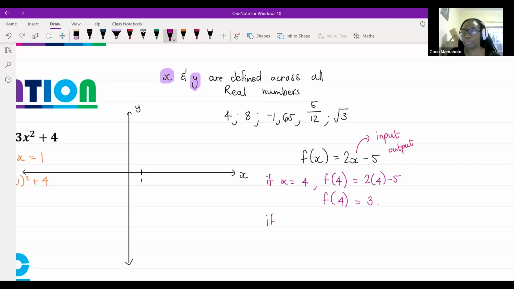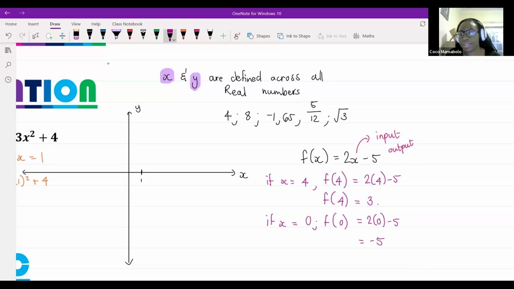Let me say if x is equal to 0. Then I know my function f is being defined at the x value 0. And that is going to equal 2 times 0 minus 5. So that means my output over here would be -5.